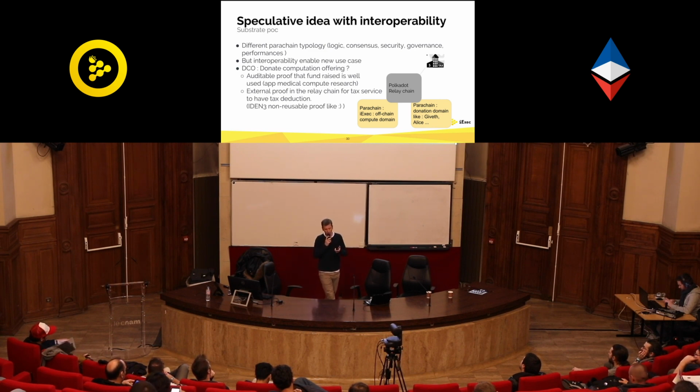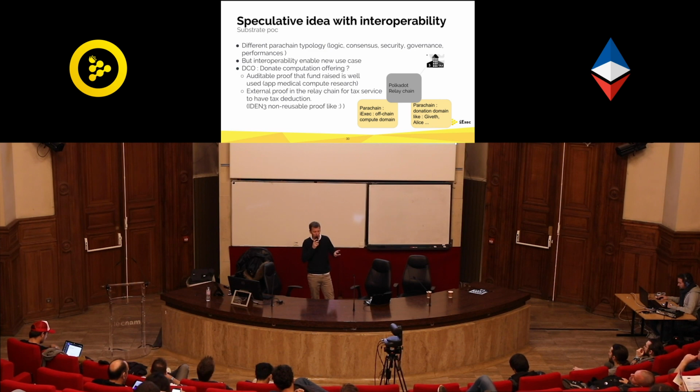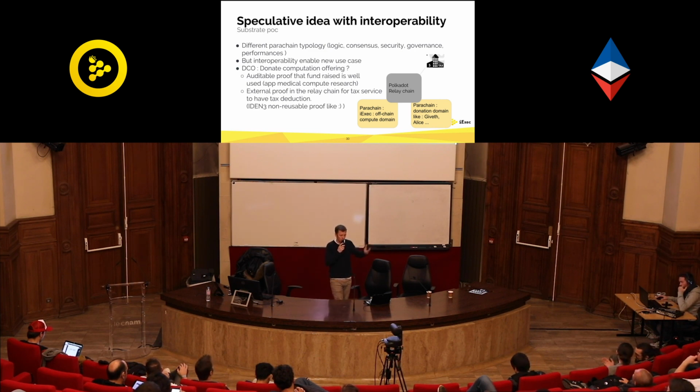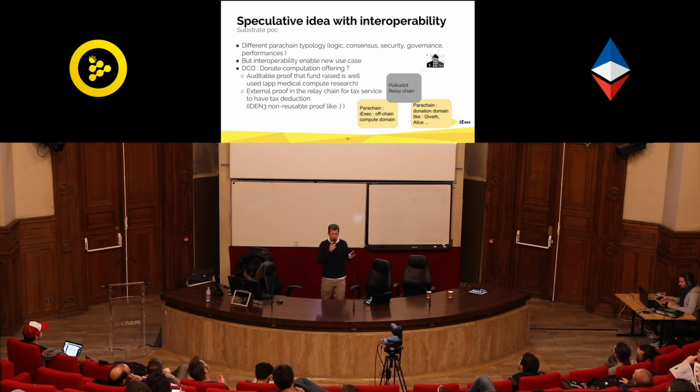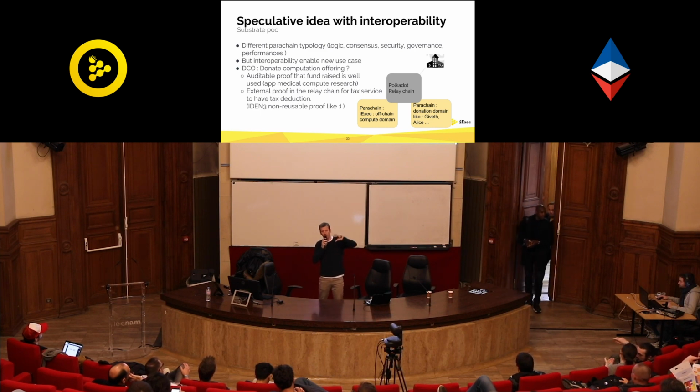So to do that, one solution is to do a bridge between the two parachains or two chains. But if you have an external actor like the government, and you have to have a tax deduction because you have made this donation, maybe the government does not trust this parachain, maybe because the security is not as high as other chains. And if it does not trust both parachains, it will not trust the bridge between them. And maybe it will be okay if you have a proof in the Polkadot relay chain that is a third party.